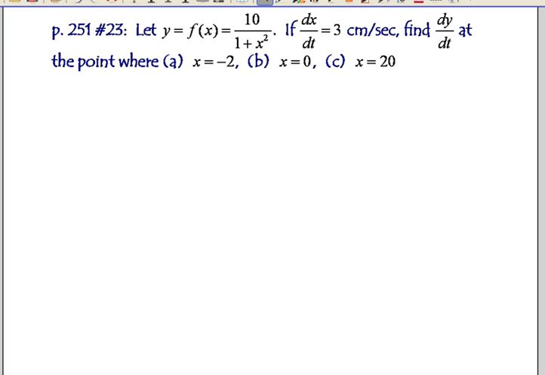And there's three different parts, but don't worry, once we've done most of the work, part B and part C will follow very quickly. They'd like us to find dy/dt when x equals -2, x equals 0, and y equals 20. All right, let's begin. Part A we'll do, but like I say, part B and C will follow very quickly after that. So we've got y equals 10 over 1 plus x squared.